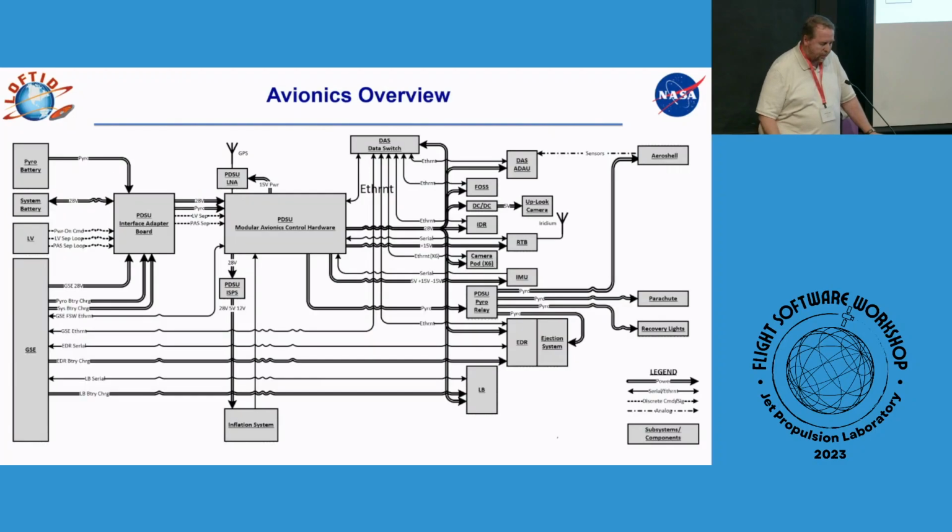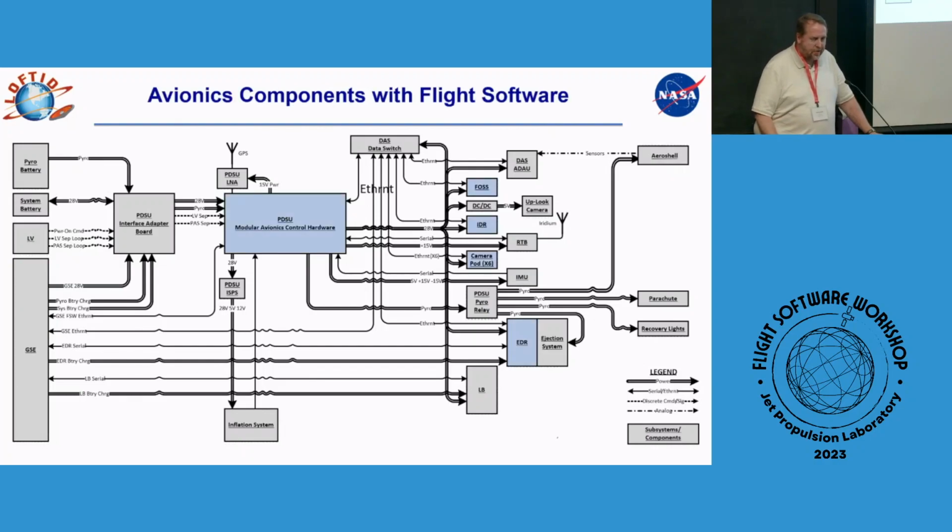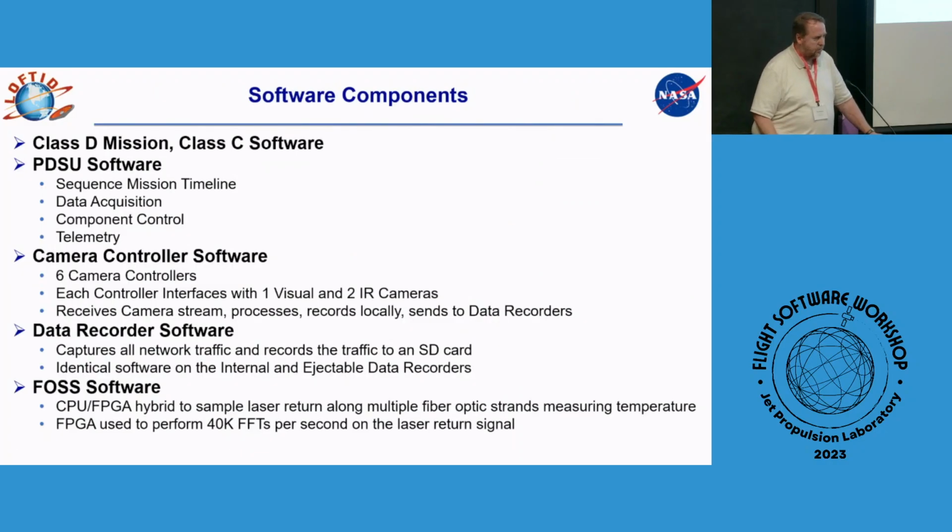So here's a quick overview of the avionics. I simplified this down, but really I don't care about much of this. I'm here for software. Here are the components that had custom software on them. We had the MOCK, or the PDSU flight computer, an IDR, an EDR, a FOSS, and camera pods. And of course these are all network devices, so there's a data switch to network it all together. I'm going to talk about each one of these individually.